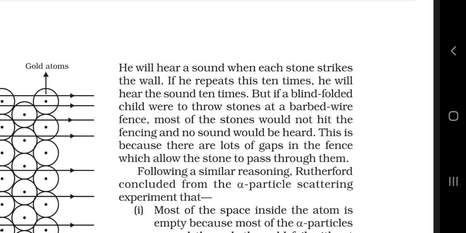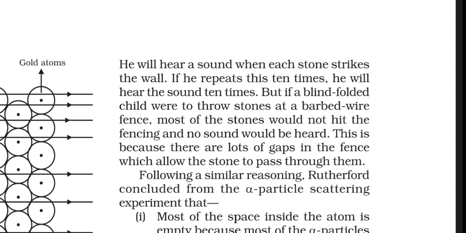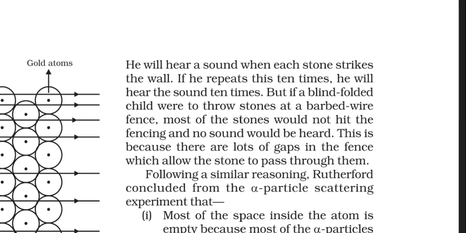This is because there are lots of gaps in the fence which allow the stone to pass through them. अगर ऐसे ही एक बच्चे को जाली, जिसको बार्ब्ड वायर फेंस कहते हैं, उस जाली के ऊपर पत्थर मारने के लिए बताया तो वो पत्थर उस गैप में से उसके उस बाजू को निकल जाएगा. कुछ ही पत्थर जाली को लगेंगे, लेकिन बहुत सारे पत्थर जाली के आर पार चले जाएंगे. Type conclusion Rutherford taken from his experiment.